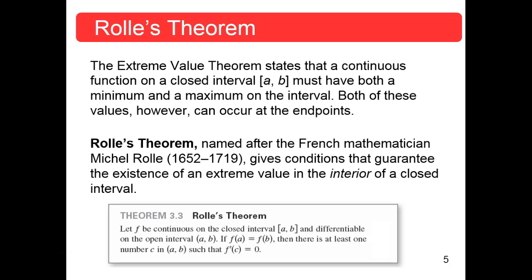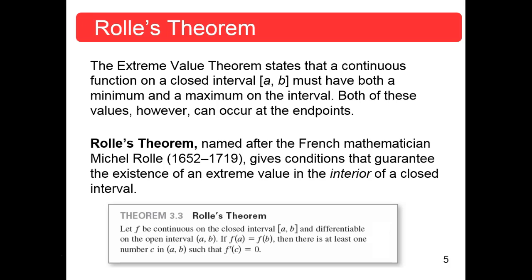Now, here's the condition. If f of a is equal to f of b, you've got some place that f at this endpoint is exactly the same as f at this endpoint. These two values are exactly the same. Now, this isn't going to happen all that frequently. But if it does, if these two have the same value, then there's at least one number c on the closed interval a to b such that f prime of c is equal to 0. There's got to be at least one.